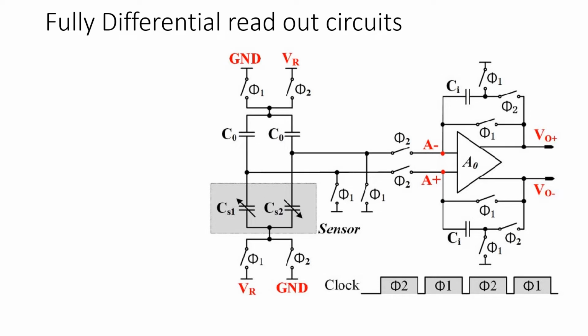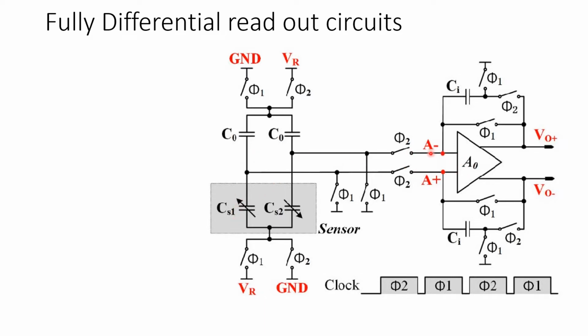Fully differential readout circuits. In the previous class, we learned about single-ended and we also learned about inverter-based readout circuits. Now, what is the difference between single-ended and fully differential circuits? The difference is single-ended will have a single input coming into the operational amplifier or any high gain amplifier circuit, whereas in a differential you will have two circuits.